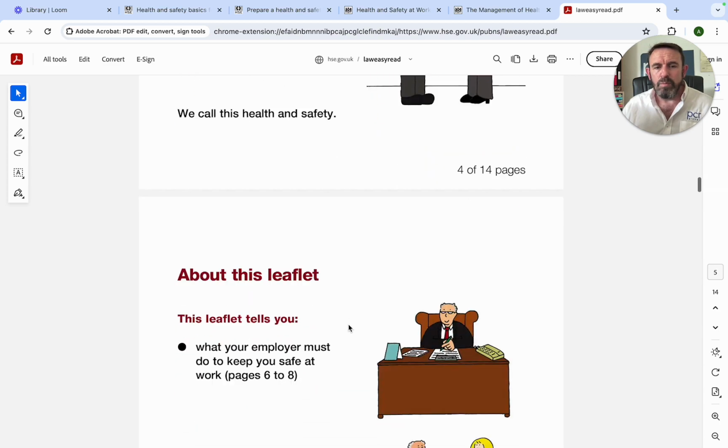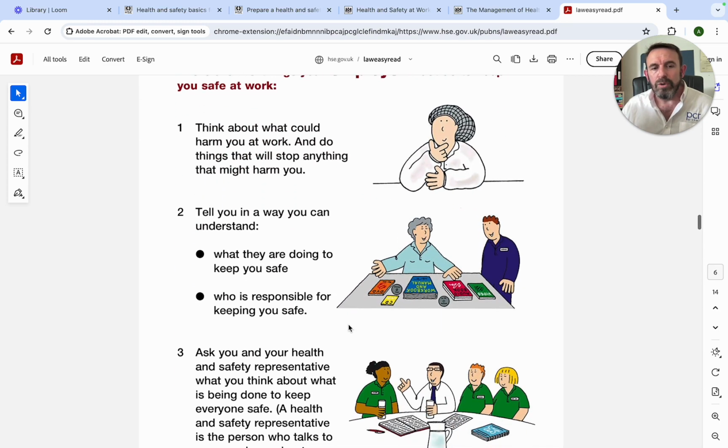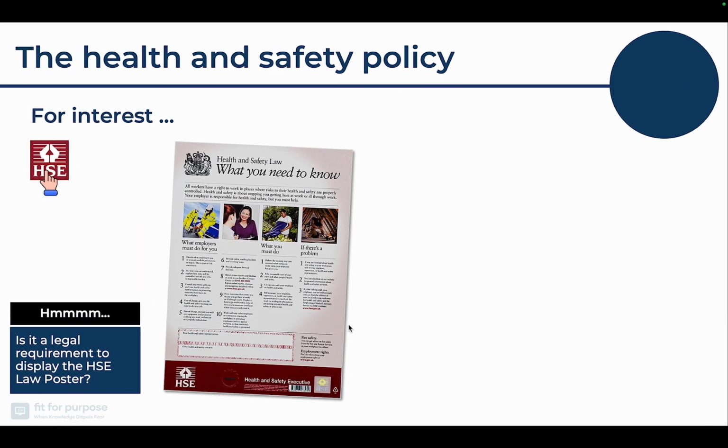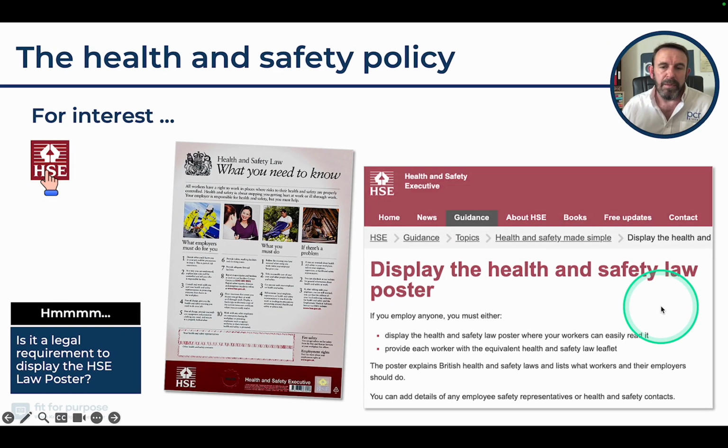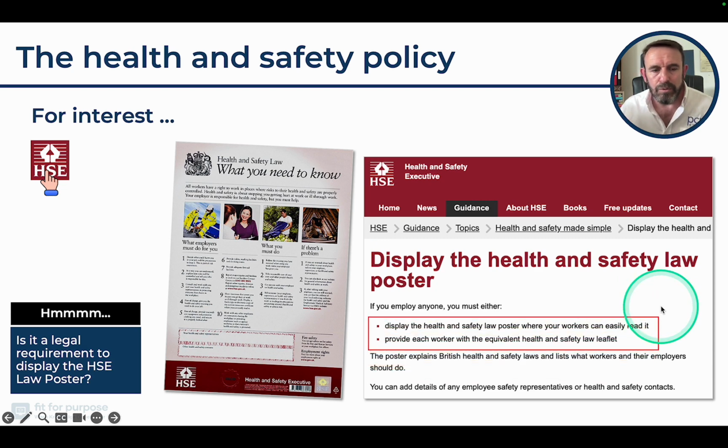So I think it's worth knowing we haven't got to display that poster. Although it's a good thing, of course, we shouldn't tell people they have to if they actually haven't got to.